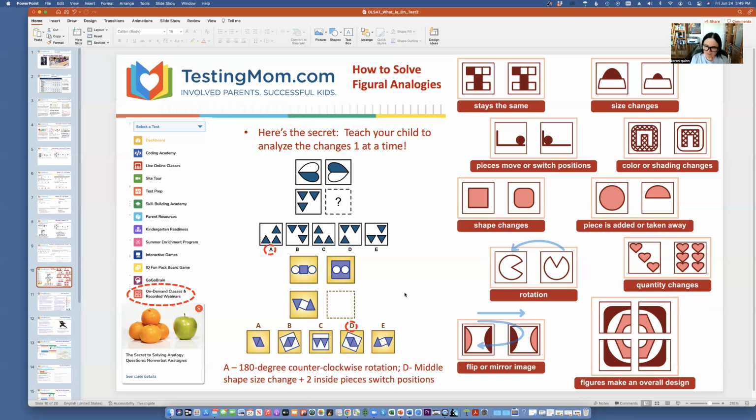But the trick is to teach your child to recognize one change at a time. And if they can recognize these 10 changes in a number of different questions, then you can start giving them harder ones where more than one thing will happen, and they'll understand that they just take it one change at a time, and that's how they analyze it, and that's how they get to the answer.